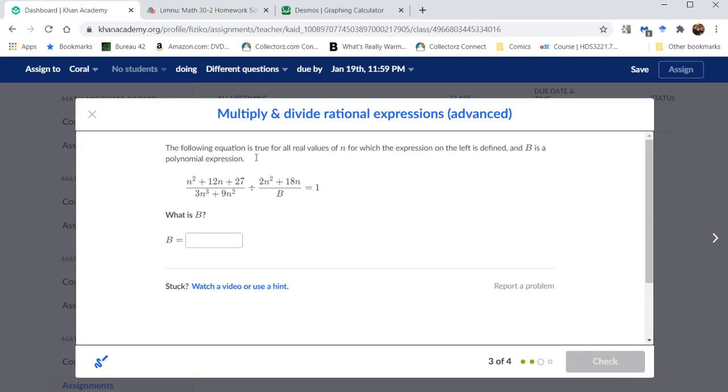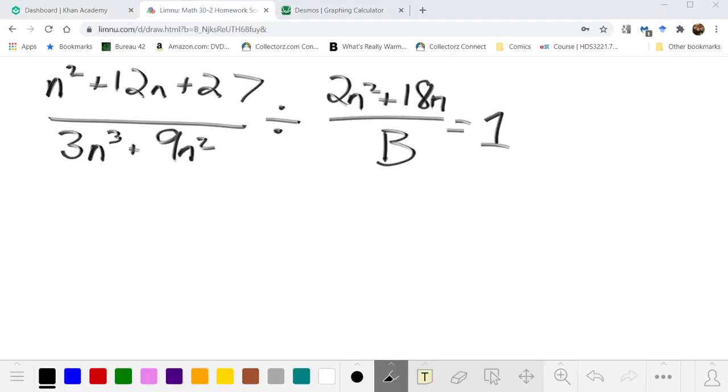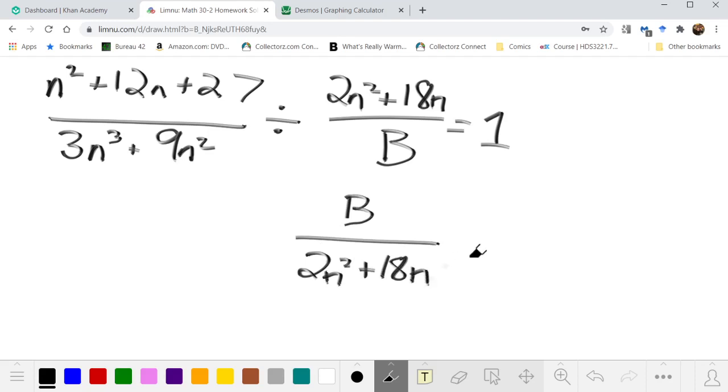Now this is a slightly different problem. Here we have to solve for b. So what is the polynomial expression we need in b to completely cancel everything out? So again, we start by transcribing the problem to our workspace. So now that we have it transcribed, our next step is to reciprocate our right-hand term, because division by a rational expression is always multiplying by the reciprocal, just like it was with dividing by fractions.